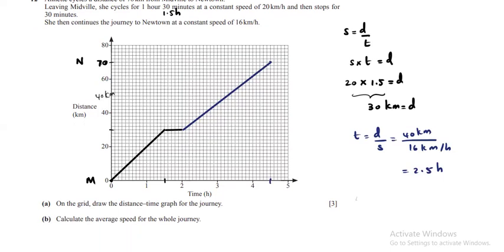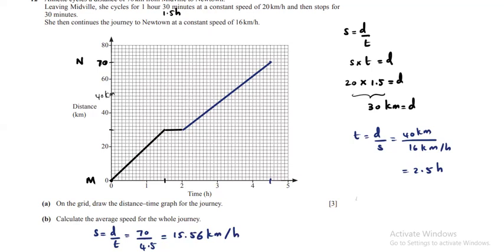Then the next question is to calculate the average speed of the whole journey. To calculate the average speed, we know that speed is equal to total distance over time. So average speed will be the total distance divided by total time. The total distance from Midville to Newtown is 70 kilometers. So 70 divided by the total time taken, from 0 to 4.5, that's 4.5 hours. When we do that, we get about 15.56 kilometers per hour. This will be the average speed.